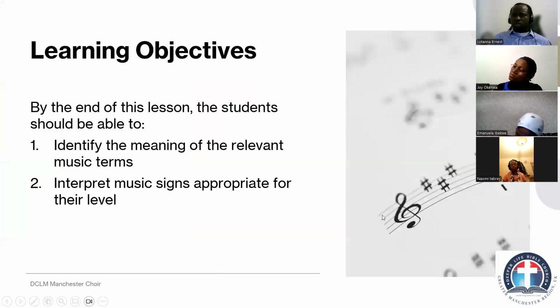So for today, by the end of the lesson, we should know definitely the meanings of relevant music terms, and then we're looking at some music signs. So you should be able to know how to interpret those signs when you see them on the music sheet. Also, you should be able to know how to interpret the terms when you see them on a music score. Let's start from the terms.